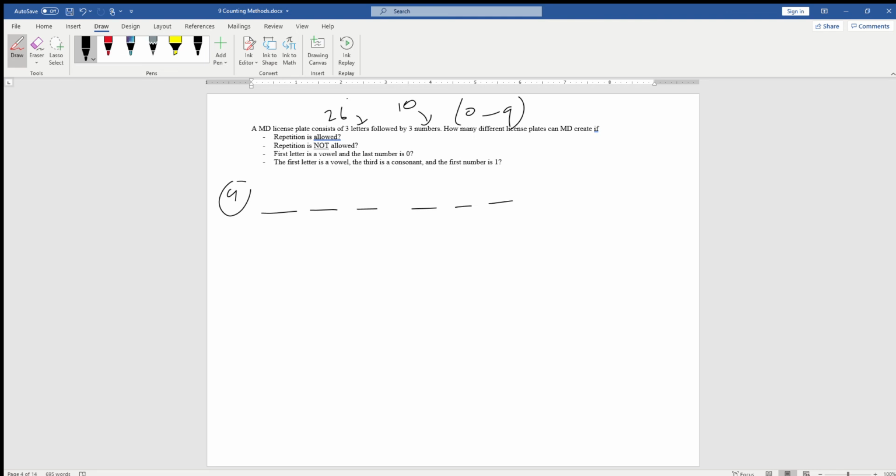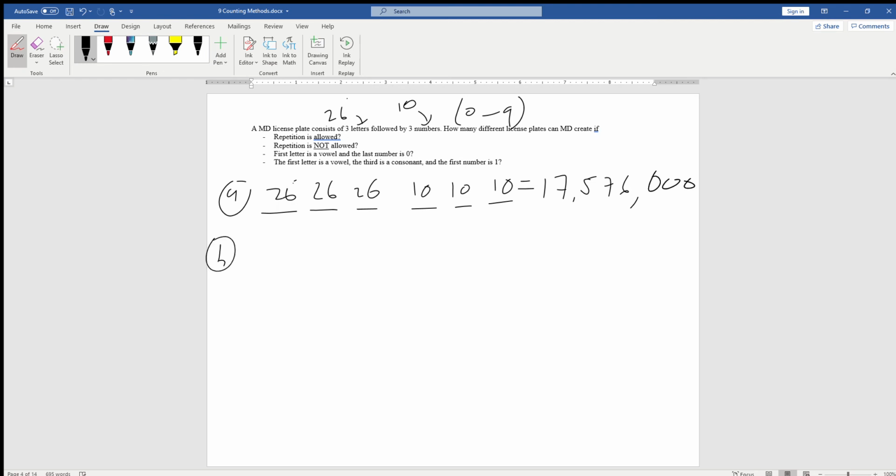Since repetition is allowed, 26, 26, 26, and then 3 numbers, so 10, 10, 10. I'm going to put that in my calculator. I'm just going to do 26 to the third times 10 to the third, and I get 17,576,000.